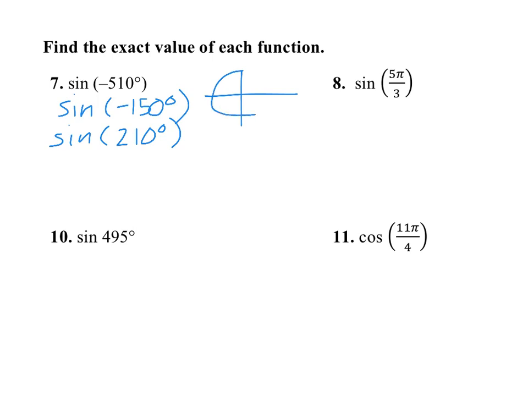Alright, so on the unit circle, where is that? That's in quadrant 3. It's right around here. So what is the y coordinate right there? That looks like a short y distance. It looks like a long x but a short y. So that's 1/2 and it's down. So this is negative 1/2.